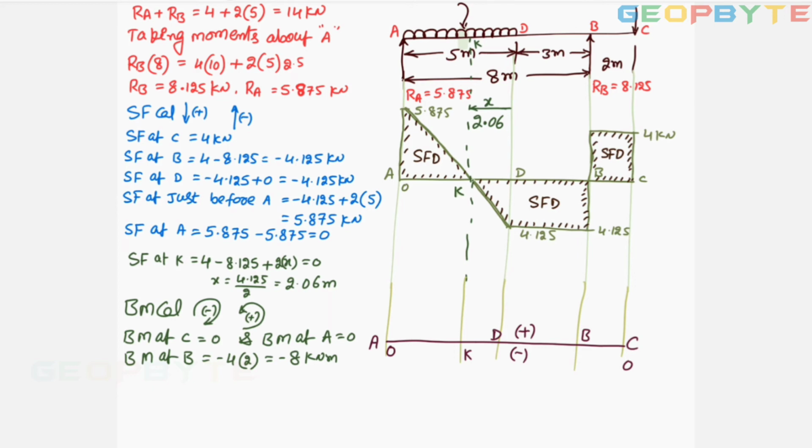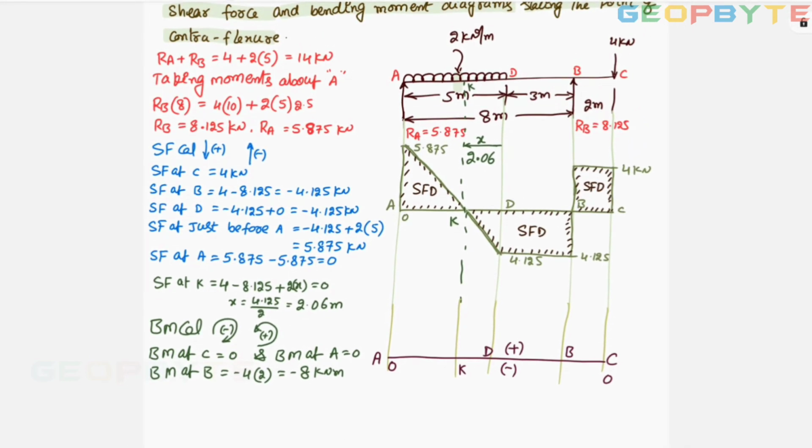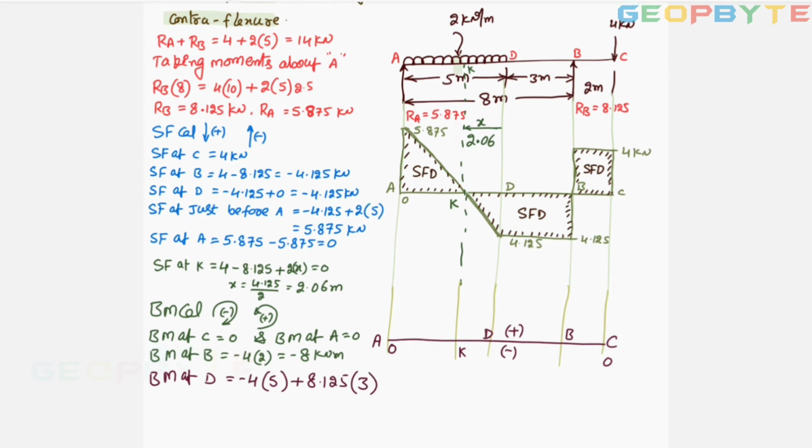For that, let us decide the BM value at the left side of the SFD. Once again I will find the BM at D. BM at D equal to minus 4 into distance up to D, which is 5, plus 8.125 into distance up to D, which is 3. Leave some space for writing the value.